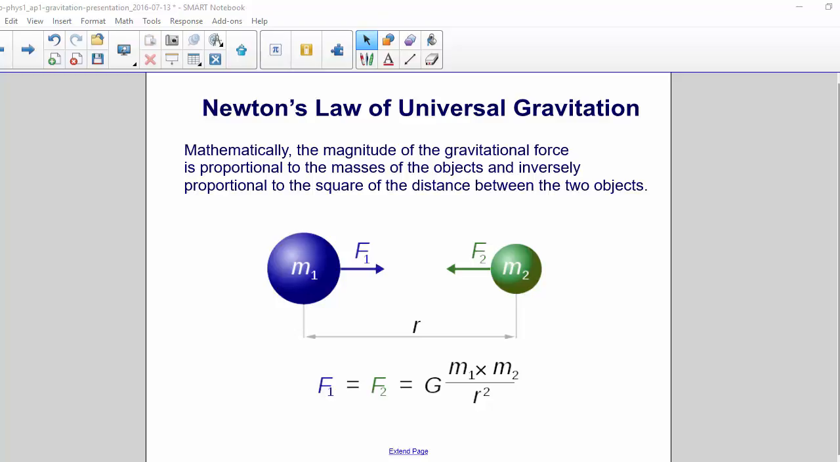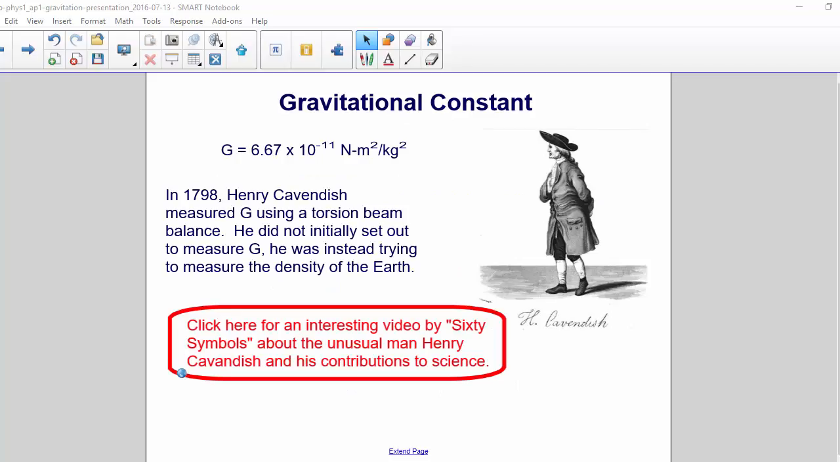Now that capital G is what we call the gravitational constant. In 1798, a man named Henry Cavendish measured G using a torsion beam balance. He did not initially set out to measure G, he was instead trying to measure the density of the Earth. He found that G equals 6.67 times 10 to the negative 11th.